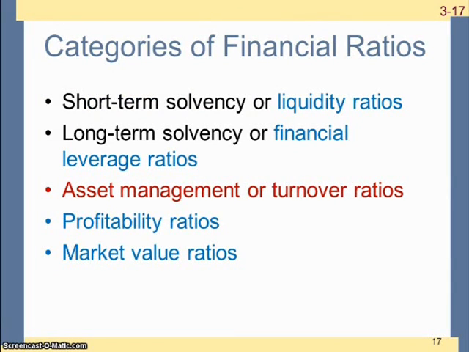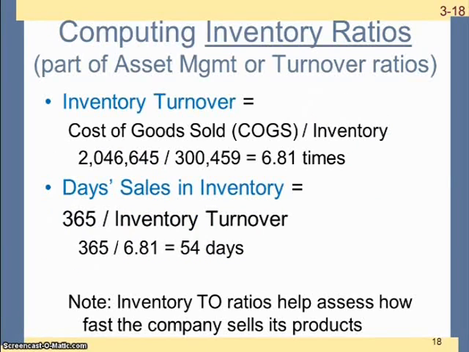Alright, now we are going to the third category of financial ratios. There is asset management or turnover ratio. Now, what are asset management ratios? Asset management ratios compare the assets of a company to its sales revenue. It indicates how successfully a company is utilizing its assets to generate revenues. Asset management ratios are also known as turnover ratios or inventory ratios. Asset management ratios are computed for different assets.